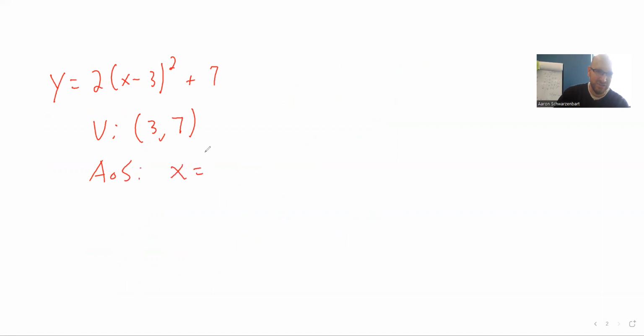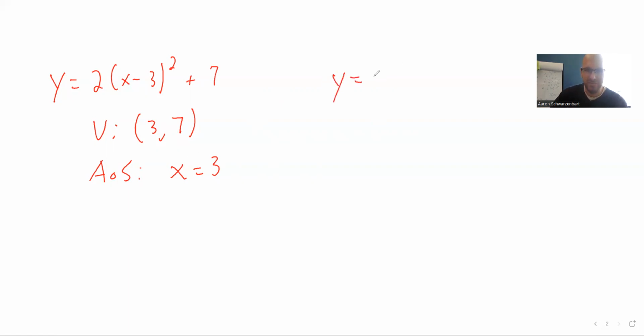Here is a parabola in vertex form. My vertex is at h, right here, 3, 7. The default was a minus, so it's (3, 7). Axis of symmetry, vertical lines are x equals 3. And again, I'm pulling the x coordinate.